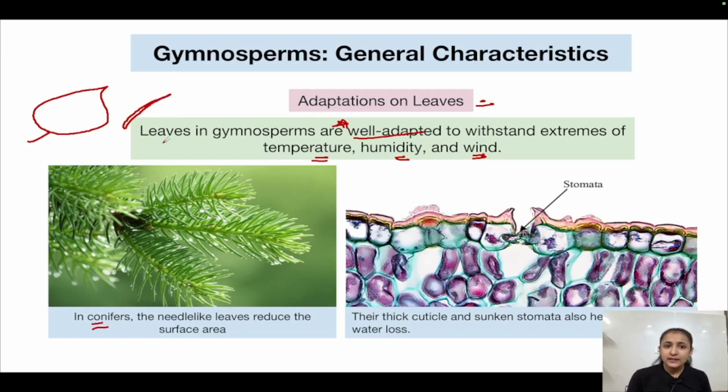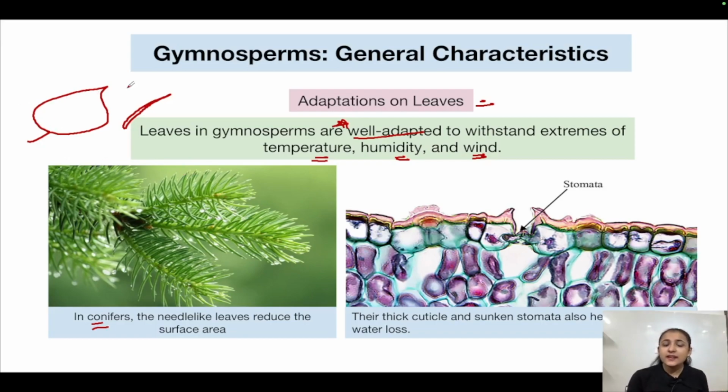Now if this plant having the needle-like leaf is growing in a region where the conditions are very cold and not a lot of water or moisture is available in the air, it is a dry kind of region. So how will this adaptation benefit the gymnosperm? How is the surface area reduction helping the gymnosperm here? Because if the surface area is reduced, water loss also decreases.